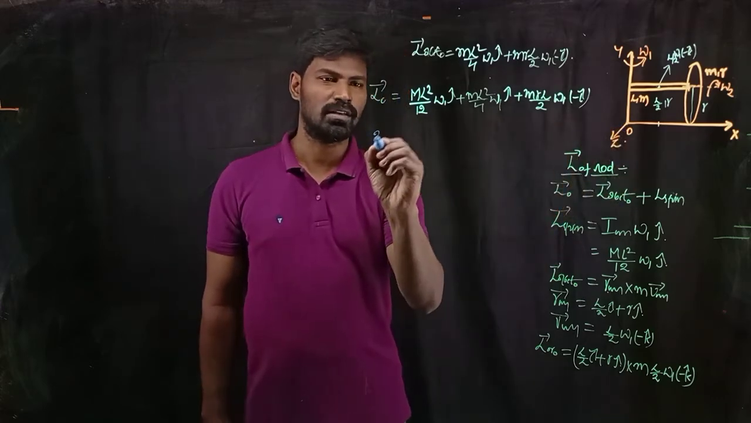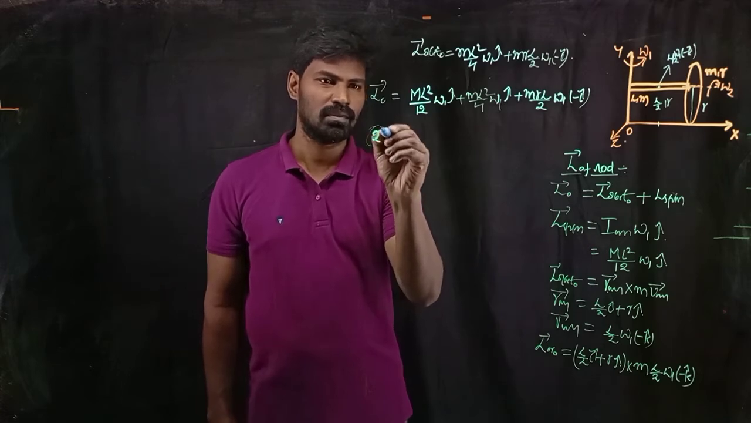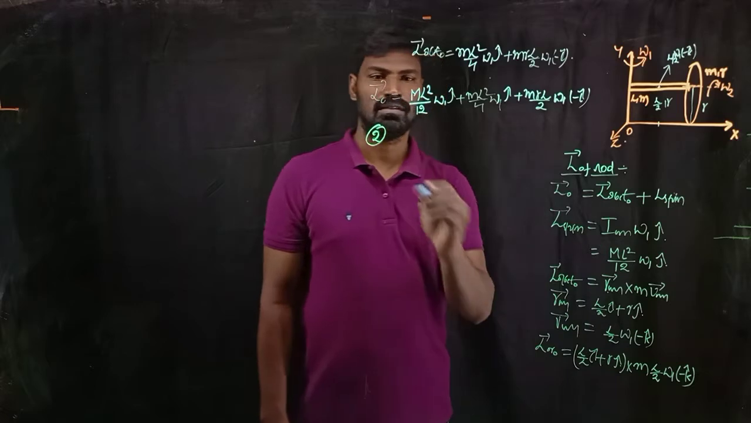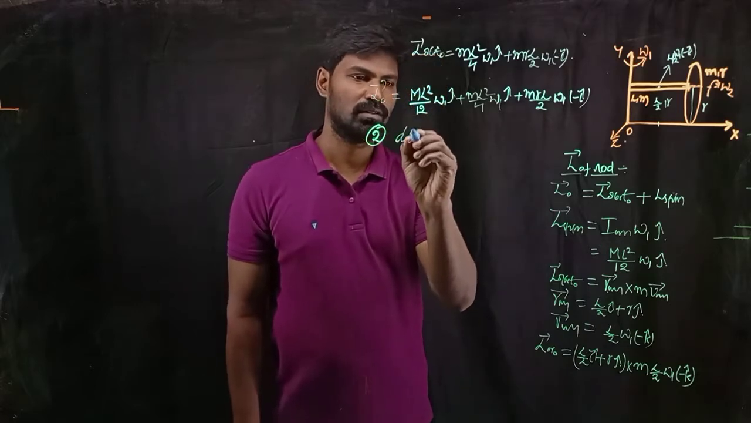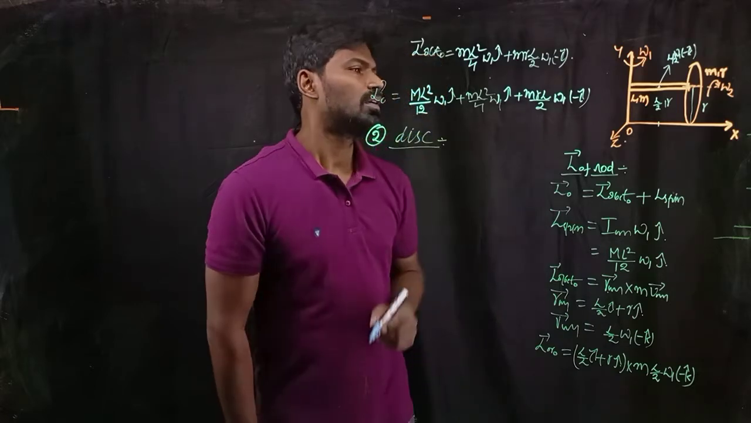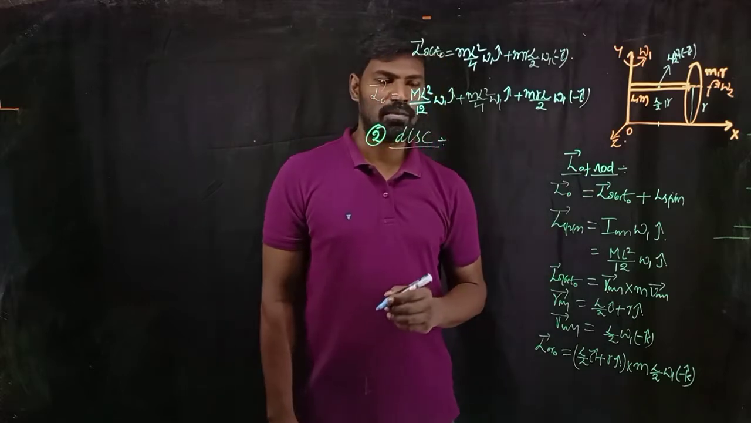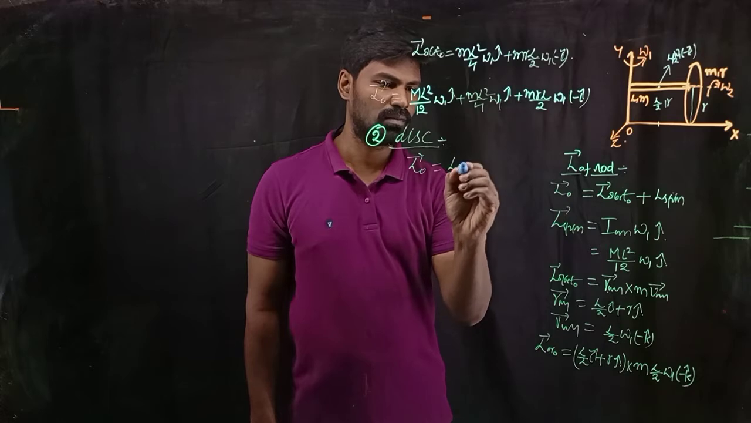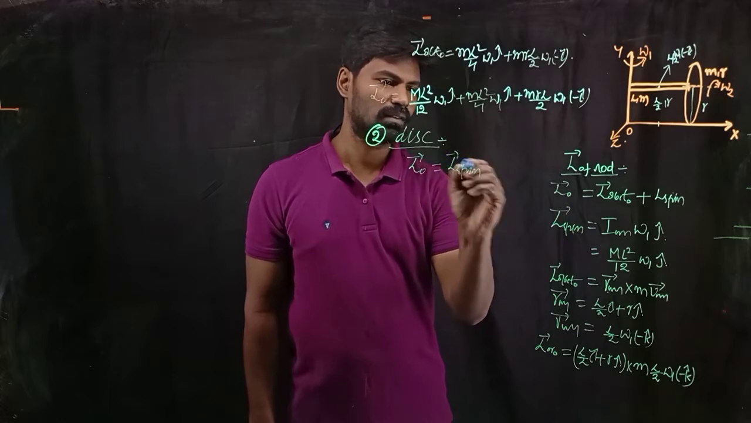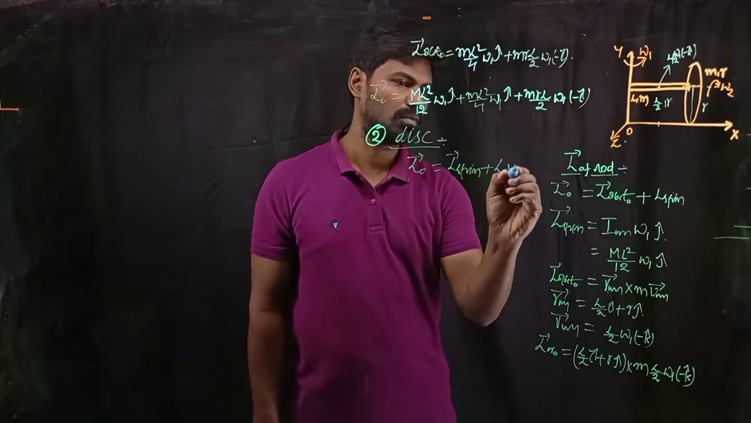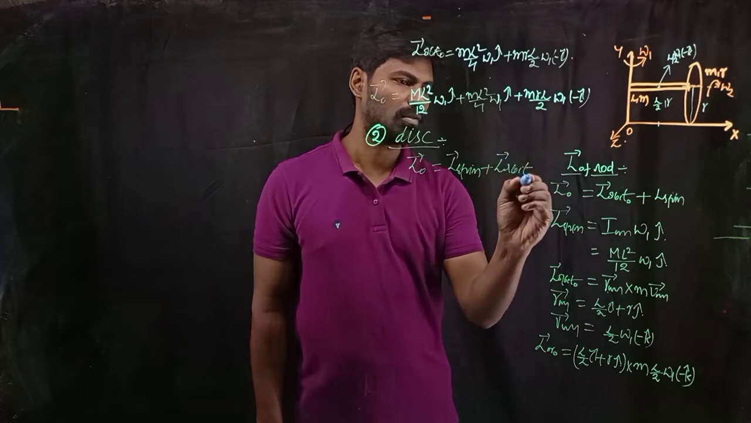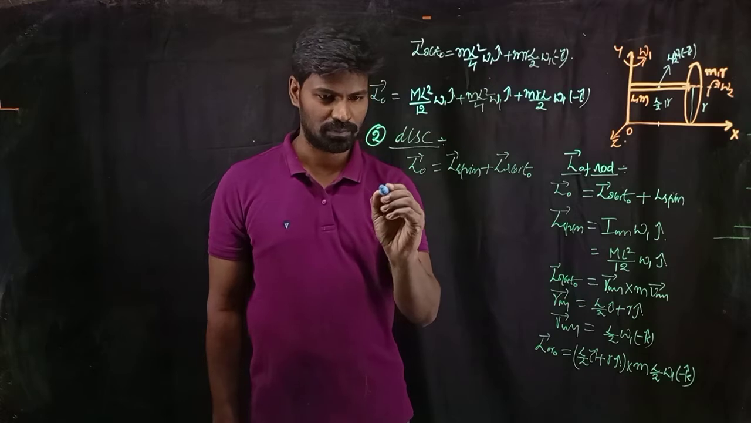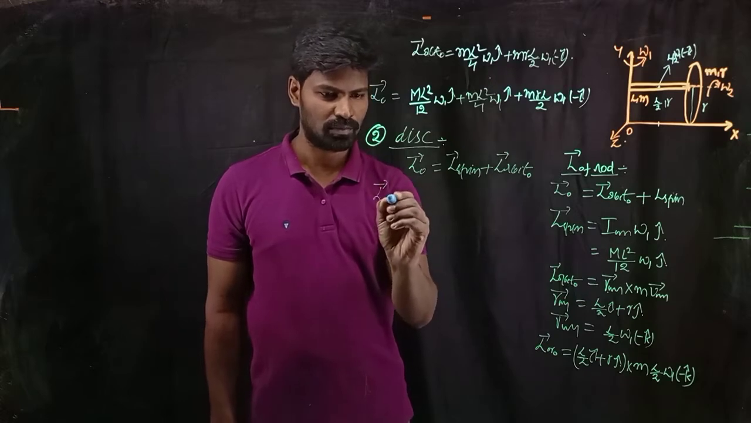Second step, I am calculating the angular momentum of the disk. So for the disk also, the total angular momentum about O is spin plus orbit. First, I want to talk about the spin angular momentum, L bar spin.